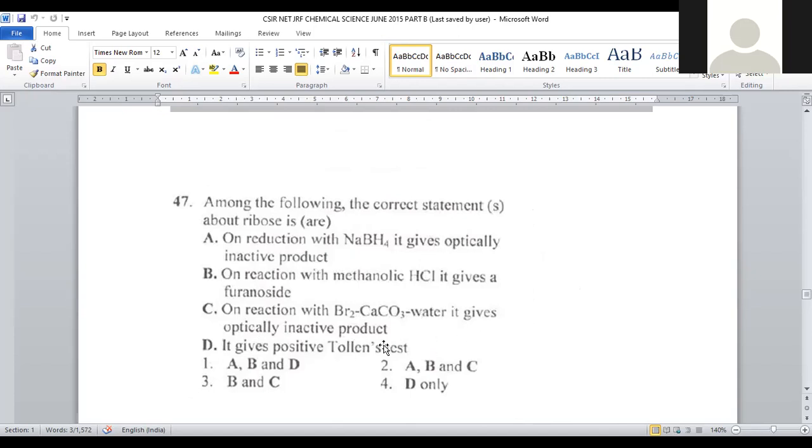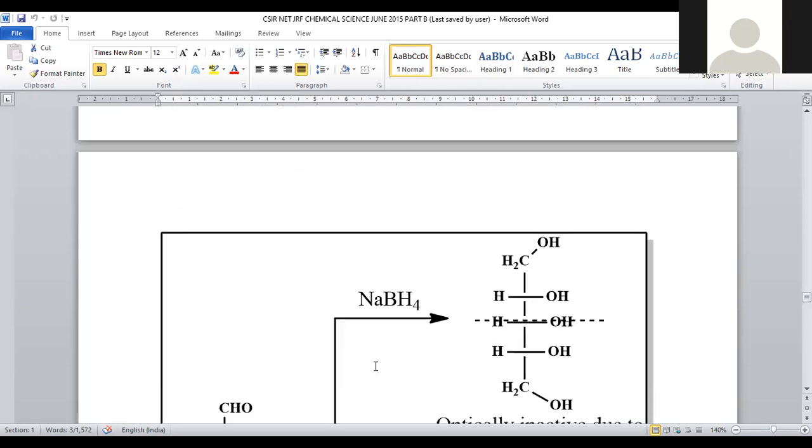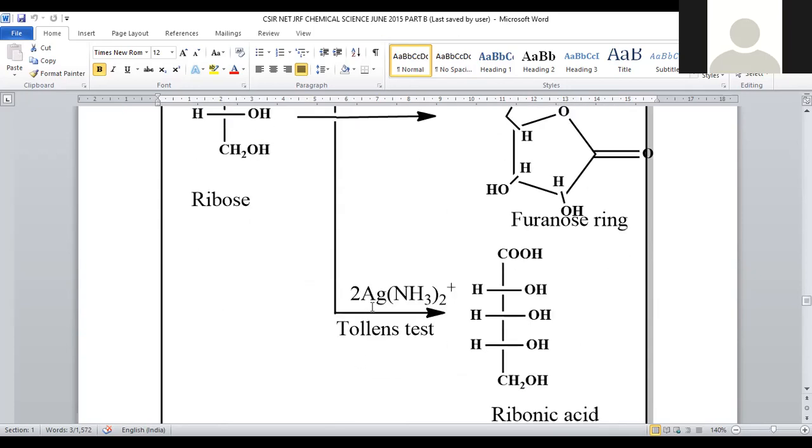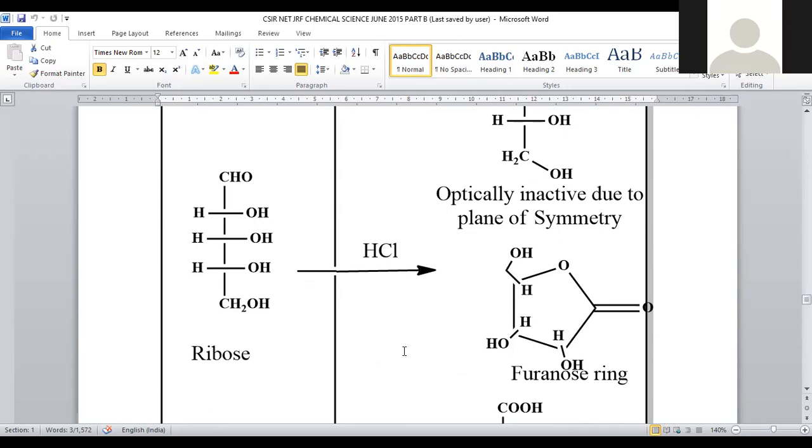This is the wrong statement. That reaction doesn't impart inactive compound. Last one, it gives the positive Tollens test, right? Let us see whether it is correct or wrong. What is the Tollens test? The Tollens test is a characteristic reaction in order to distinguish aldehydes and ketones.